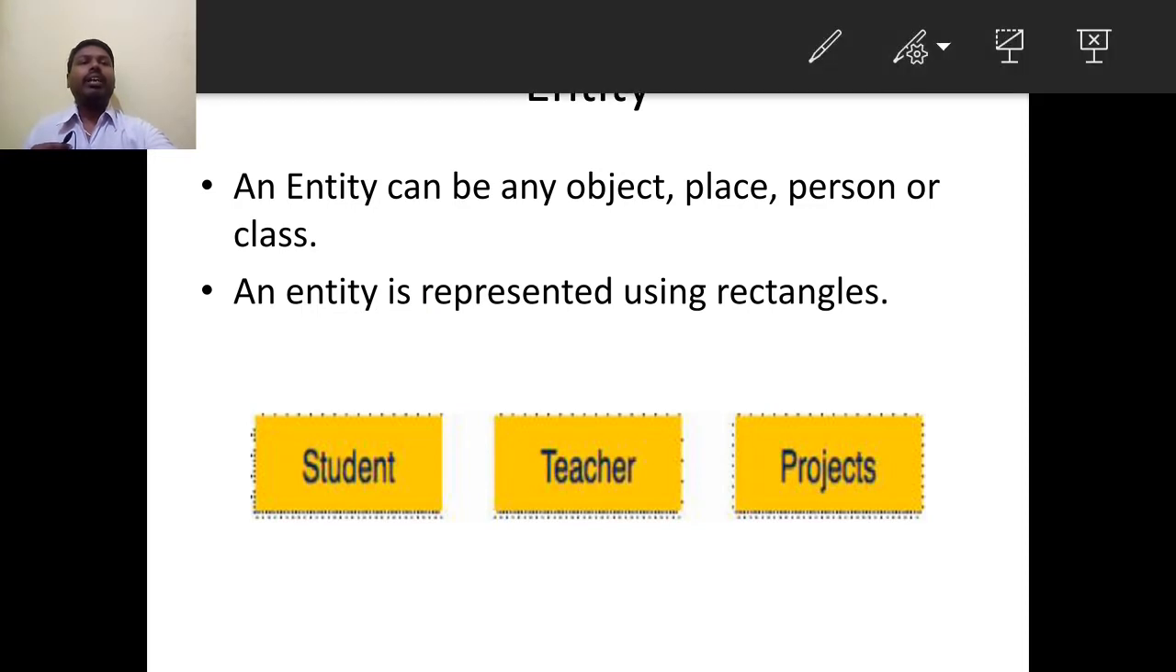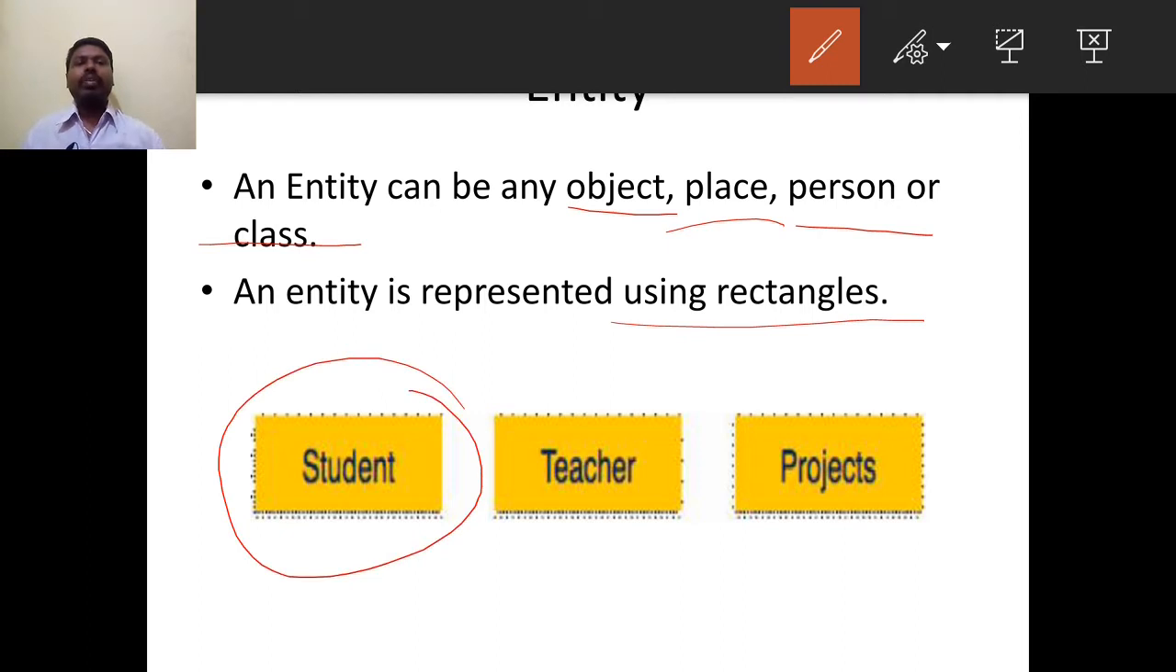First, entity. An entity can be any object, place, person, class, anything in the real world. Clear? We already studied this. An entity is represented using a rectangle. So in an entity relationship diagram, we have to represent an entity using a rectangle.